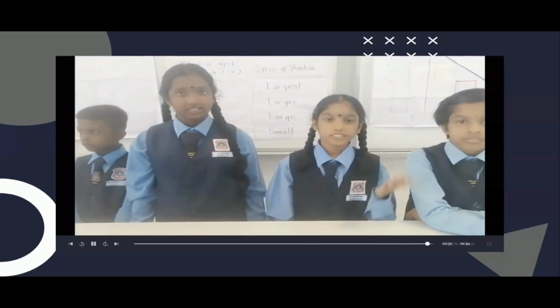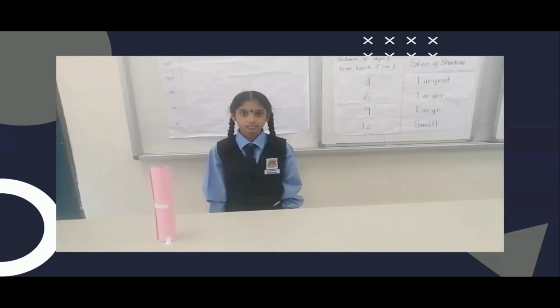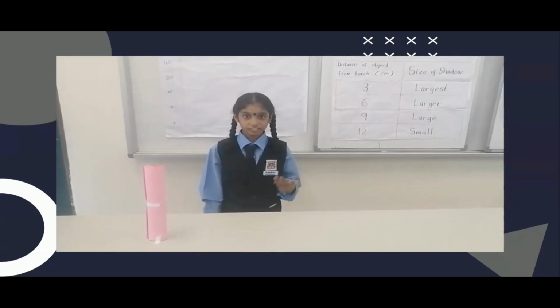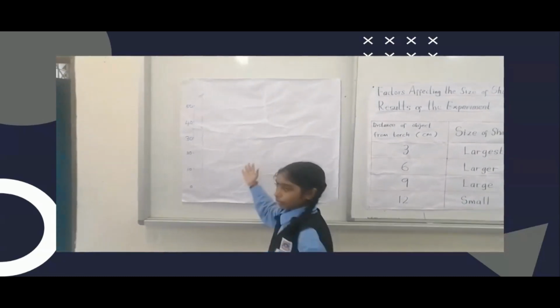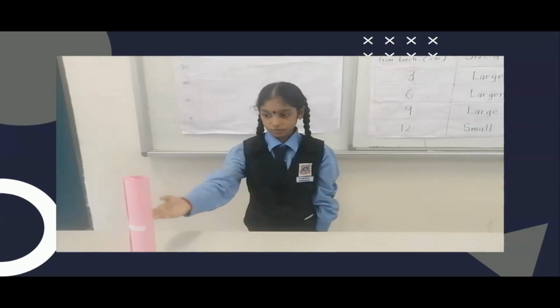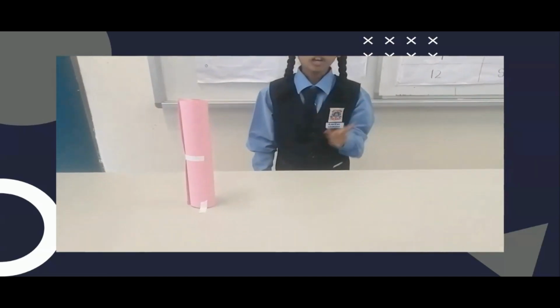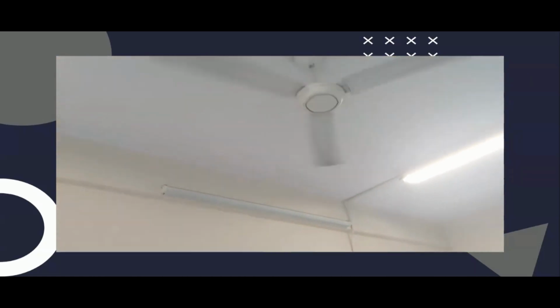Today we want to do the steps. Step number 1. Stick a flip card paper on the wall. Step number 2. Place the cylindrical object on the table. Make sure there is no wind. Narmada, please switch off the fan.